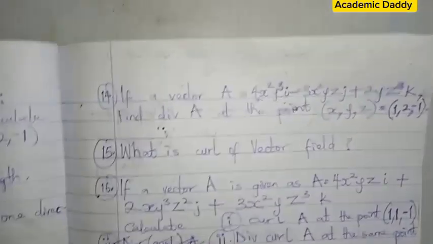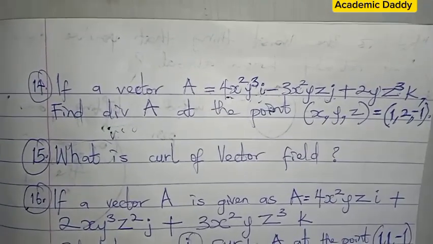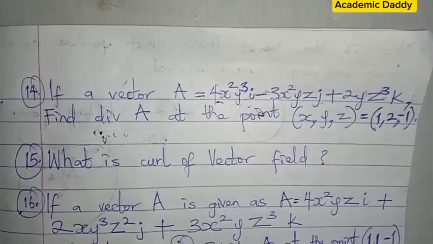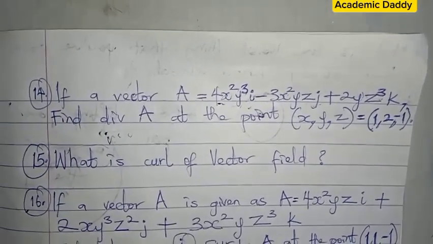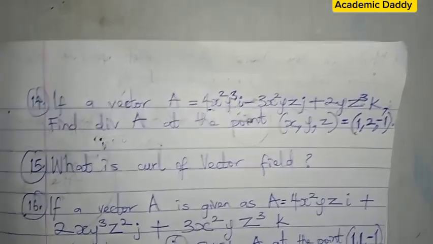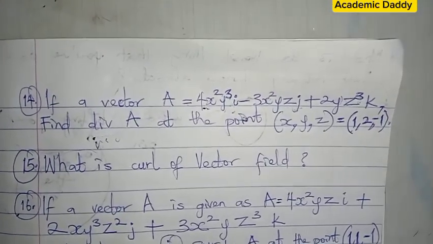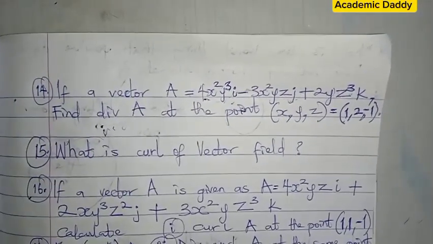This one now. So if a vector A equals 4x squared y cubed i minus 3x squared yz j plus 2yz cubed k, find div A at the point xy. So do this one for me.